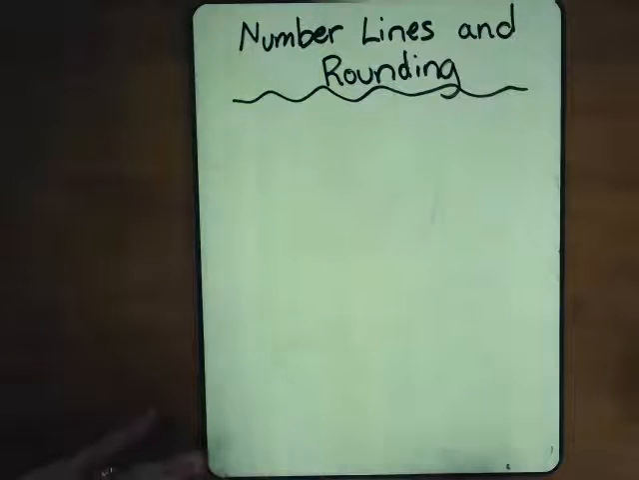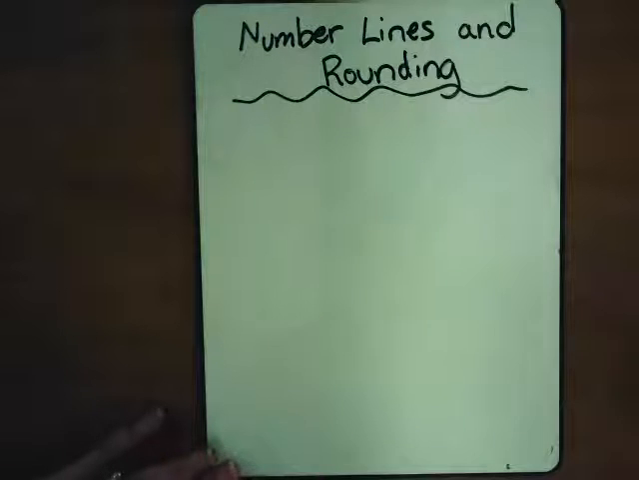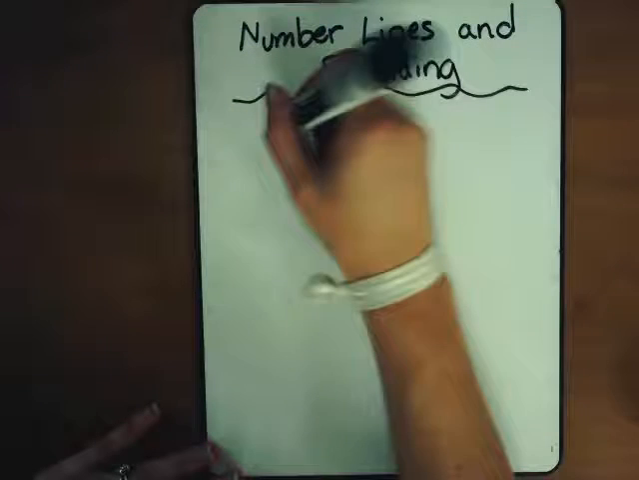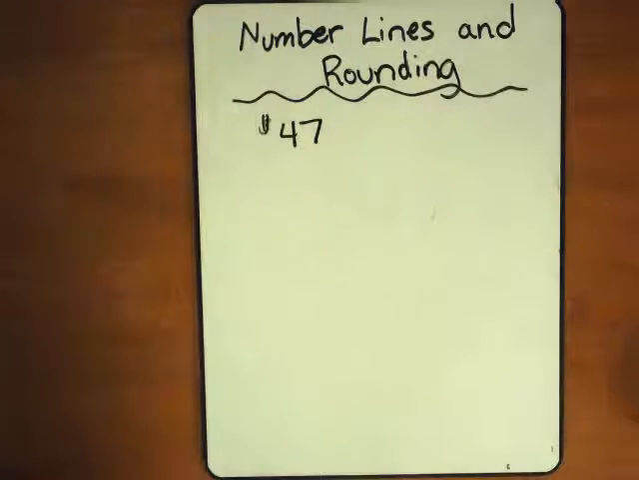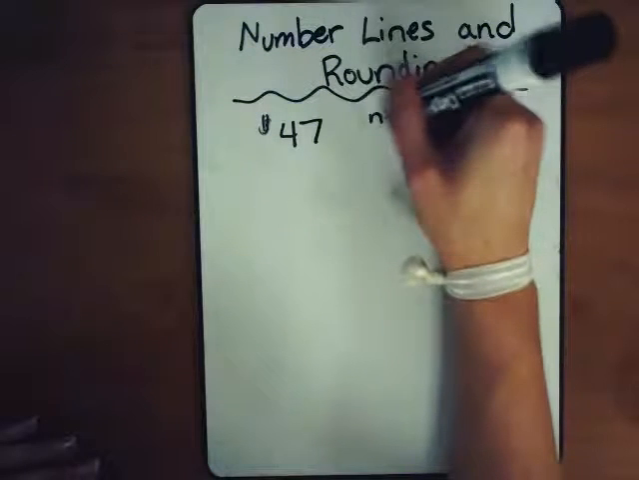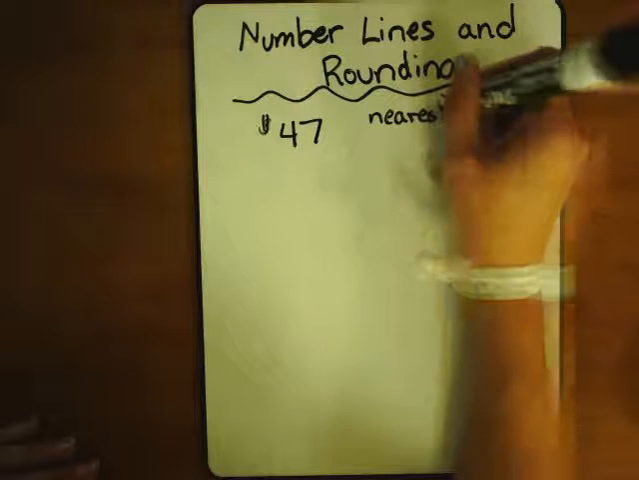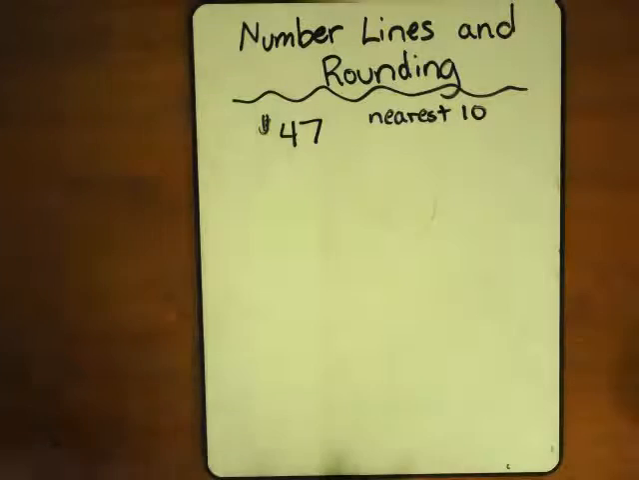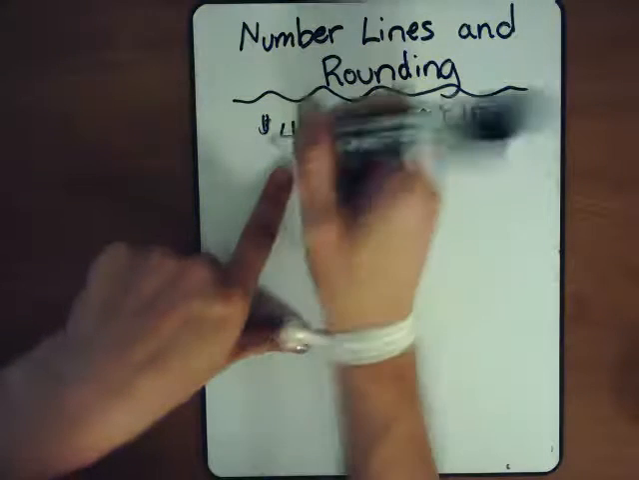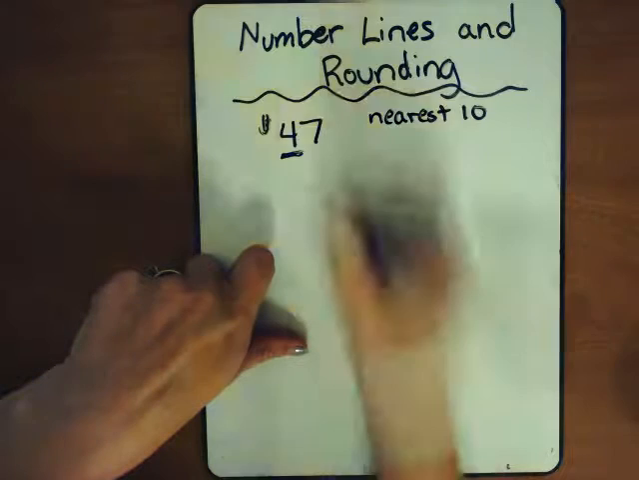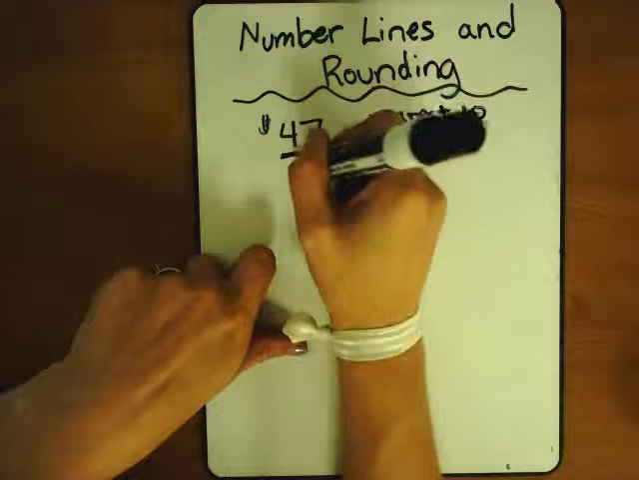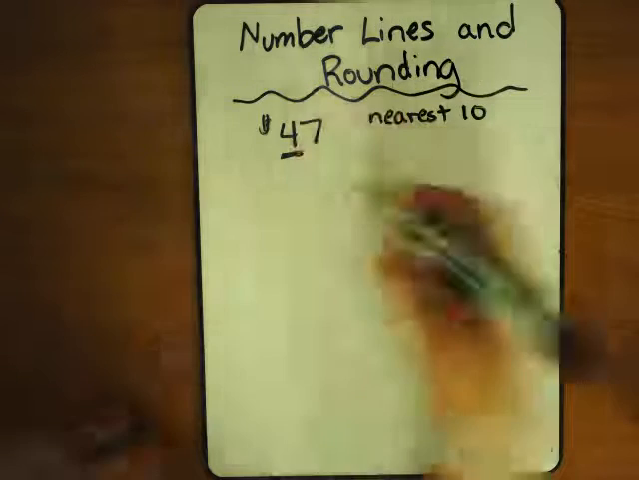Okay, so let's think about if I were to buy something that cost me $47. Okay, I want to round this to the nearest 10. So to start, I underline the digit in the tens column. I ask myself, what is the value of that digit? Because it's a 4 and it's 4 tens, the value of that 4 is 40.